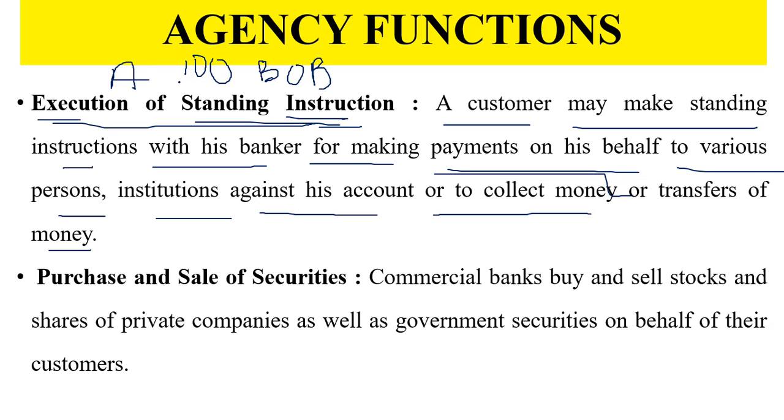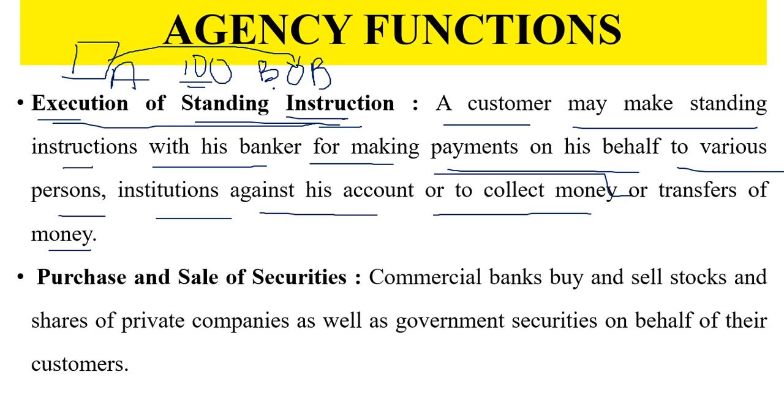So now to give the payment to these 100 employees, it is not possible for Mr. A to give it one by one. So in this case, what will Mr. A do? He will give some instructions. He will give one letter to the Bank of Baroda. Okay, why is he giving it to Bank of Baroda?